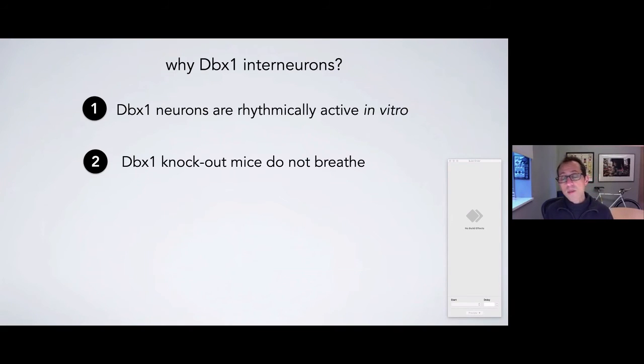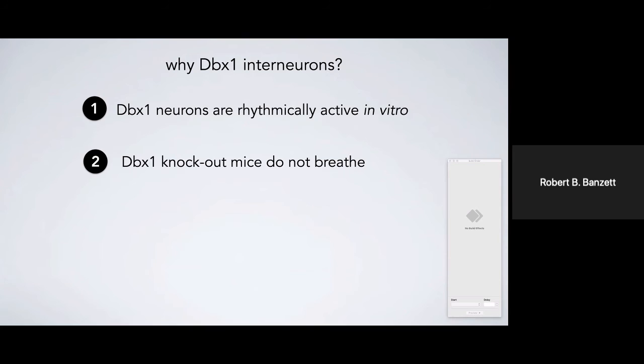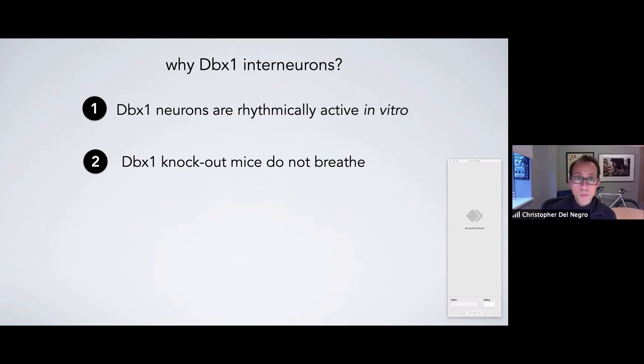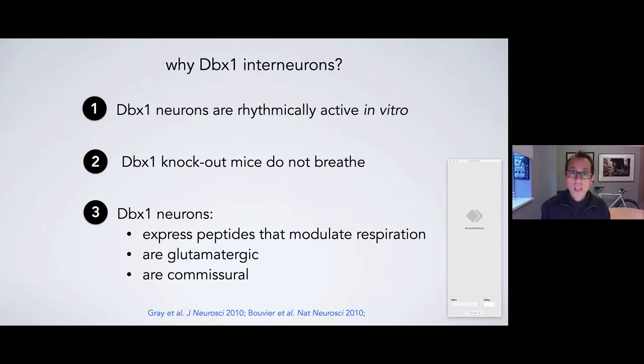The second thing was that the DBX1 knockout mice did not breathe at all. So again, a necessary condition for DBX1 neurons to be important in respiratory rhythm generation, but not proof yet. Here's the third piece of evidence that got us really interested in these neurons. DBX1 neurons express all the peptides and peptide receptors that are known to modulate respiration. Furthermore, DBX1 neurons in the hindbrain are predominantly glutamatergic. We know that was necessary for them to be involved in respiratory rhythm generation from a lot of preceding studies over many decades.